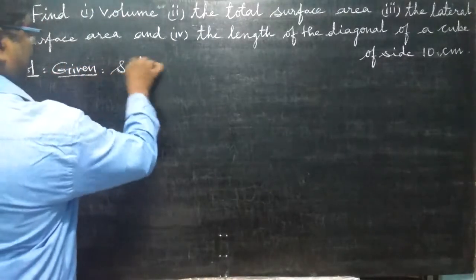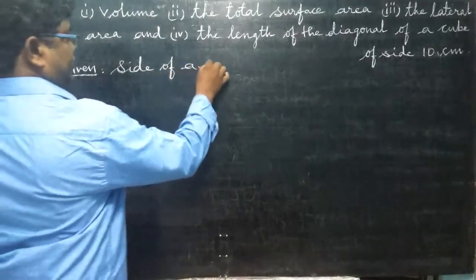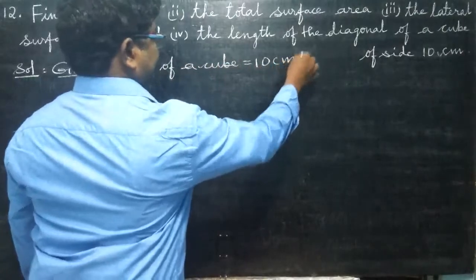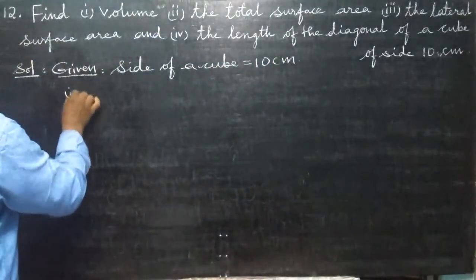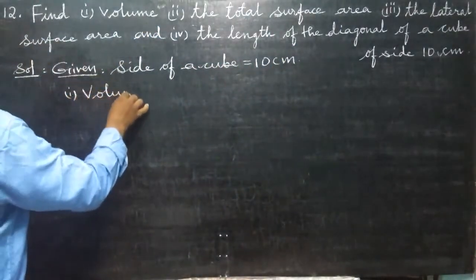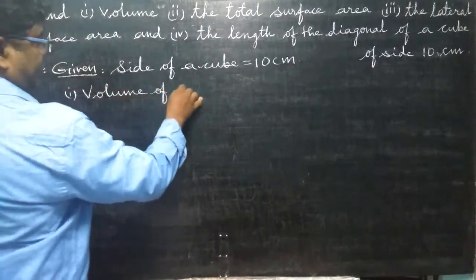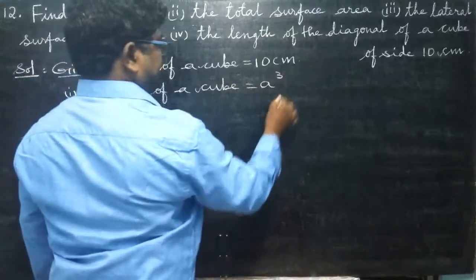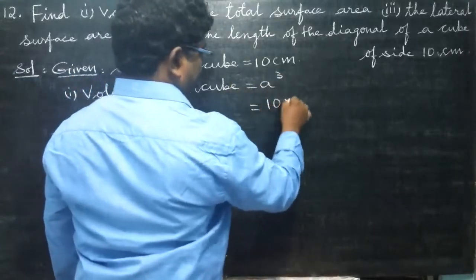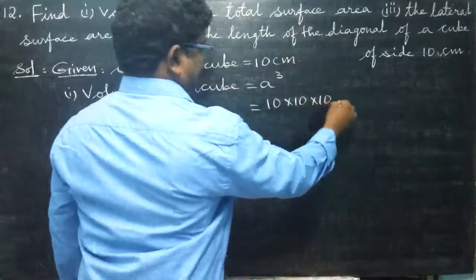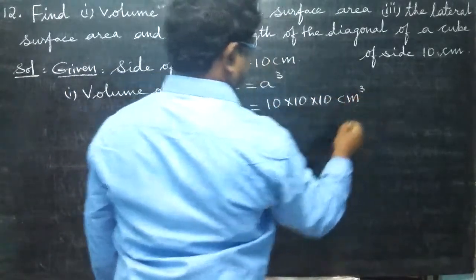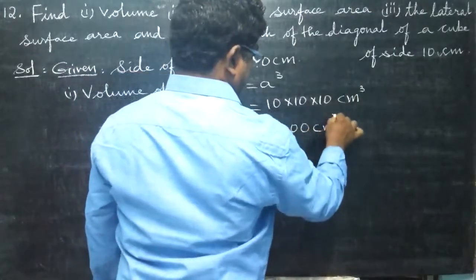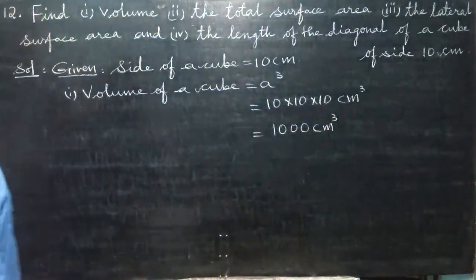What is given? Side of a cube. How much have they given? 10 centimeters. First, they are asking to find the volume of a cube. What is the formula? Volume of a cube is a cube, that is equal to 10 into 10 into 10 centimeter cube, that is equal to 1000 centimeter cube, or cubic centimeters also.